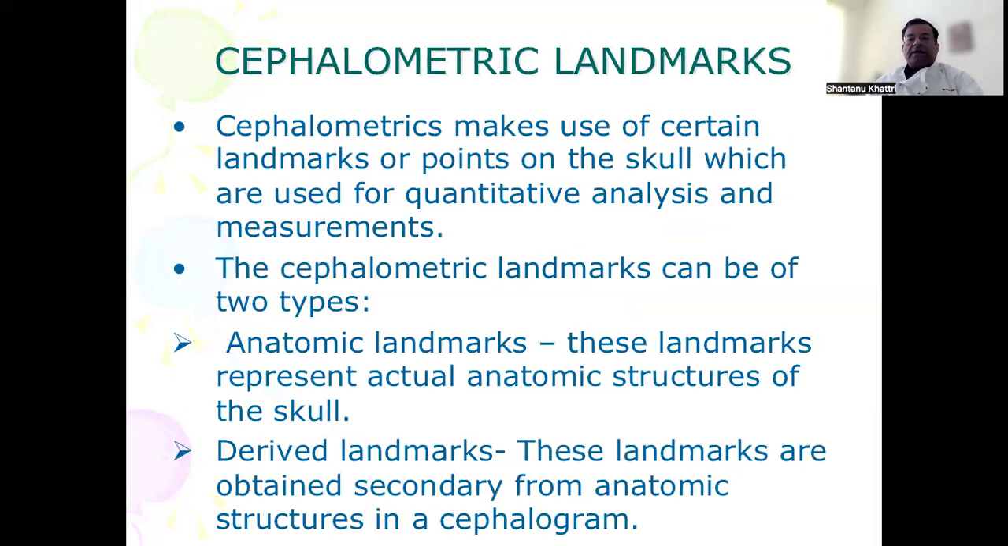There are certain landmarks which have to be taken care of. Cephalometrics makes use of certain landmarks or points on the skull which are used for quantitative analysis and measurements. The cephalometric landmarks can be of two types. Anatomic landmarks: these structures represent actual anatomic structures of the skull. Derived landmarks: these landmarks are obtained secondarily from the anatomic structures in the cephalograms. Mostly these questions are asked in your viva: what are anatomic landmarks and what are derived landmarks?